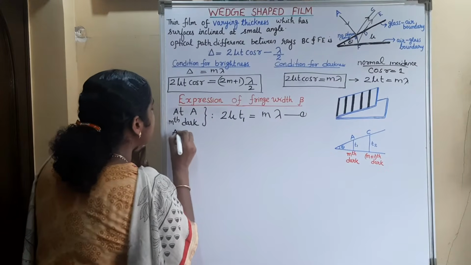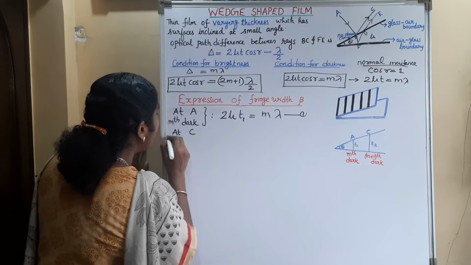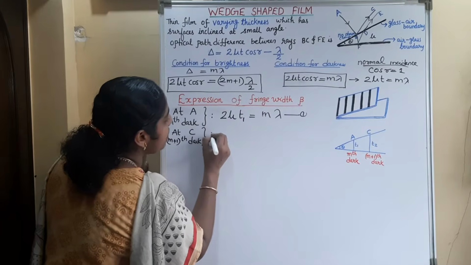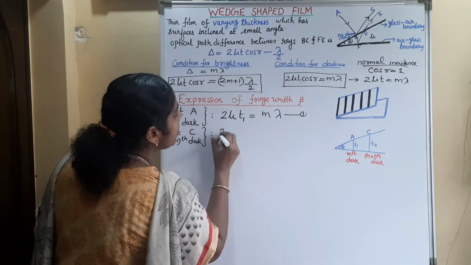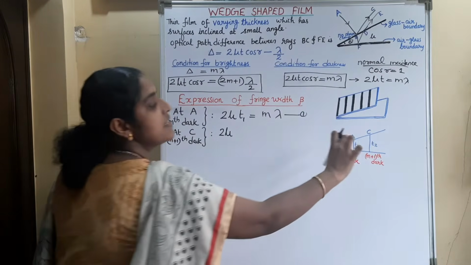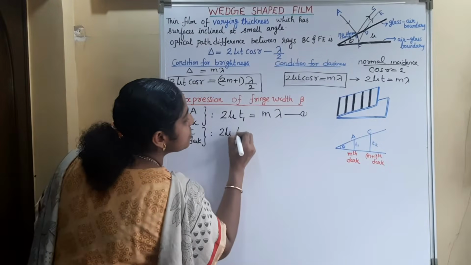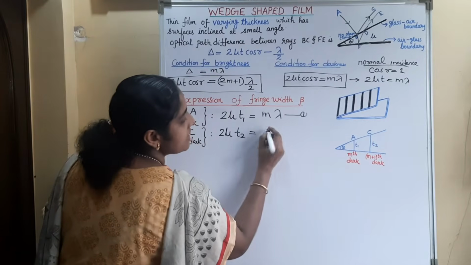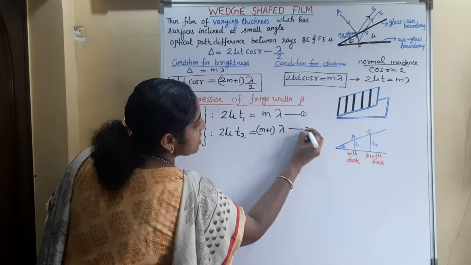Now we can consider the next point, that is at C. At C we have the m plus 1th dark band. So we can apply the condition of darkness there also. 2 mu t is equal to m lambda. At the point C, the thickness of the air film is more than that at A, so that is T2. So 2 mu T2 is equal to, the order is m plus 1, so m plus 1 into lambda. This is equation number 2.